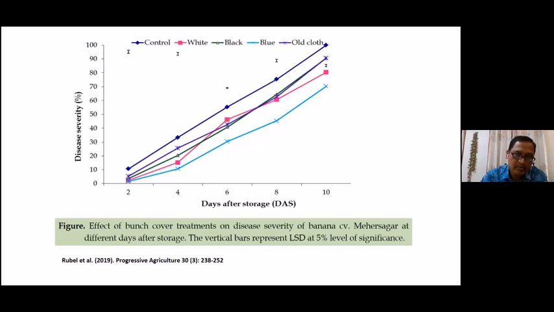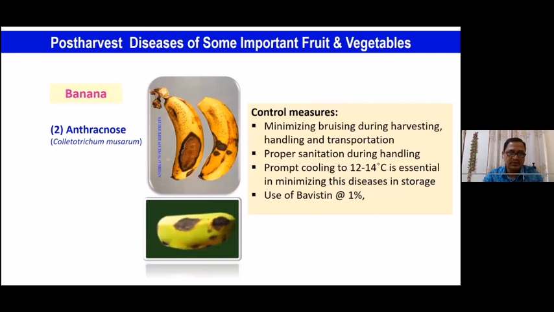The second important post-harvest disease of banana is anthracnose. Usually after harvesting, in the storage room, we can see this sort of disease infestation, causing huge losses, and the fruit becomes unsuitable for consumption and even for marketing. So how to control this? We have to be careful during harvesting, minimizing the injury to fruits during harvesting, handling and transportation, because if the fruit is damaged, it can be contaminated with the organism. So proper sanitation during harvesting and, if possible, prompt cooling can help to eliminate this disease. At the end, we can use some fungicide. Carbendazim 1% can help to reduce or eliminate anthracnose.